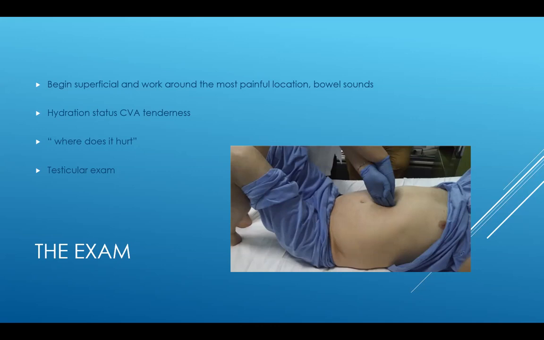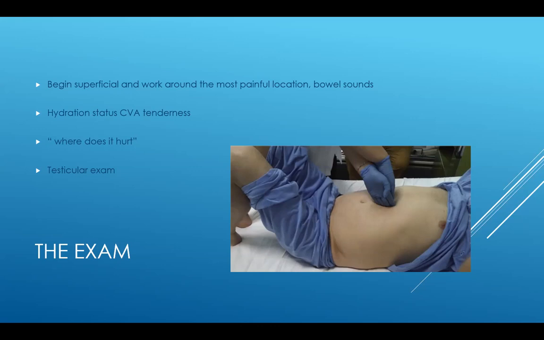Sometimes I'll press with my stethoscope in a position, particularly with a pediatric patient, if I want to assess for appendicitis and I know that they're going to jump around no matter where I push. I'll push lightly and then more firmly with my stethoscope right over the appendix, which is in the right lower quadrant. So we also want to assess bowel sounds, the most painful location. We'll start superficial and work our way in. Their hydration status or CVA tenderness, those things should all be documented and assessed.